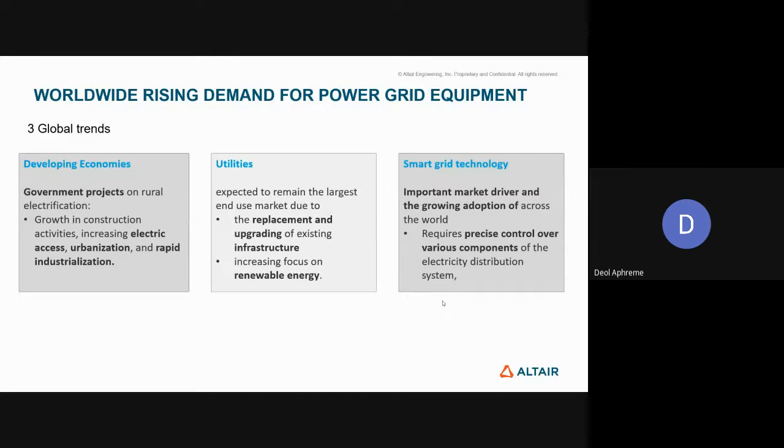Now I will jump into the power grid equipment domain. Now that I have spoken about the software and the tools and how they work, we can see how to use these tools for different sorts of applications, and what would make the most sense for each of them.